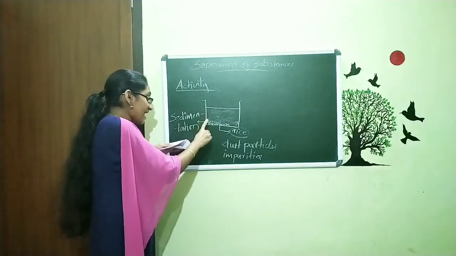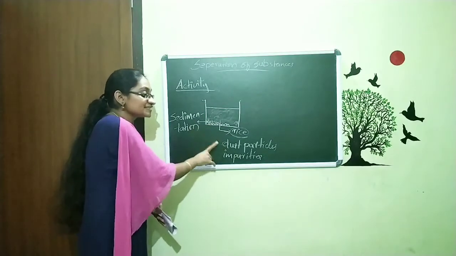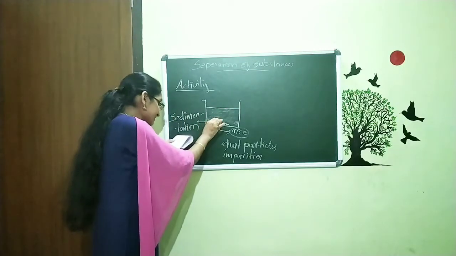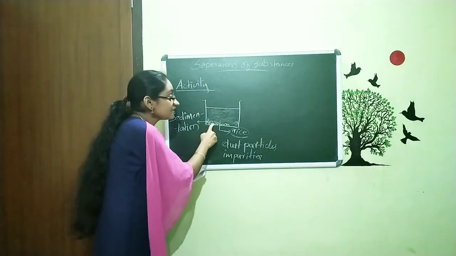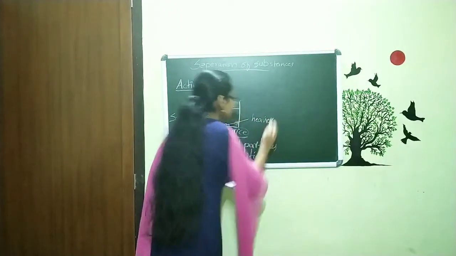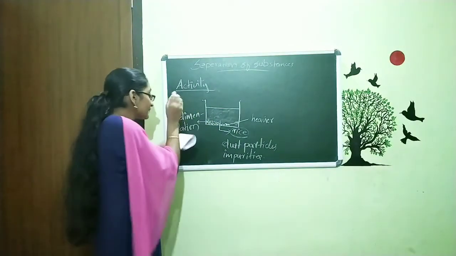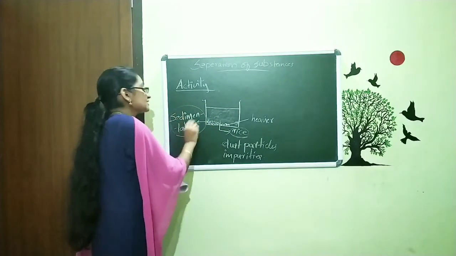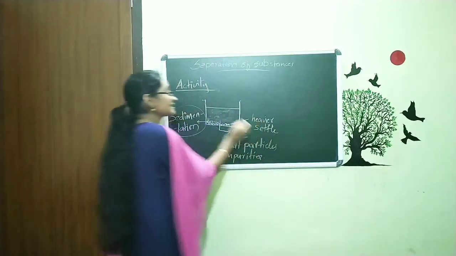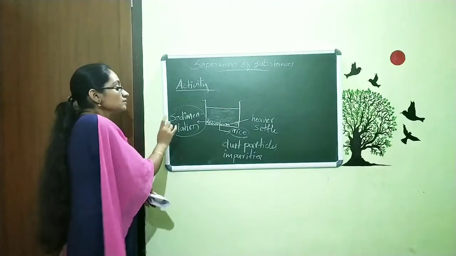When water is added to a mixture, here the mixture means the rice and also the dust particles and impurities, the heavier components will settle, and the process is called sedimentation. Here the settling occurs. These heavier particles will settle and that process is called sedimentation. That is the first thing.